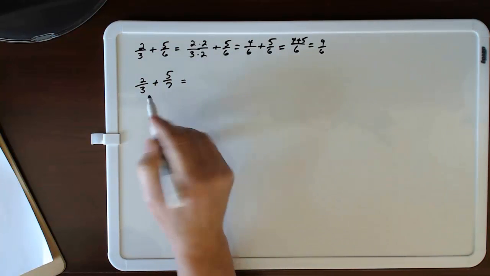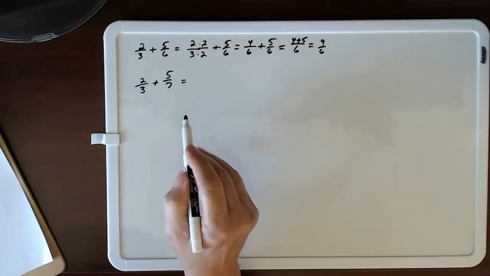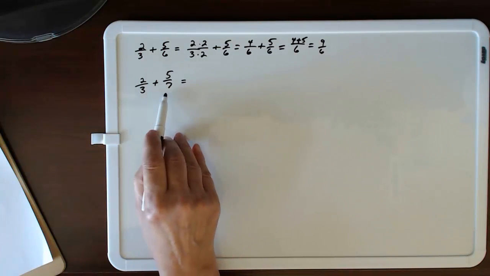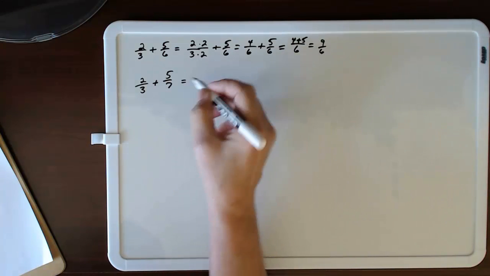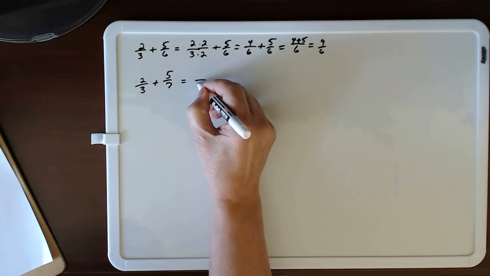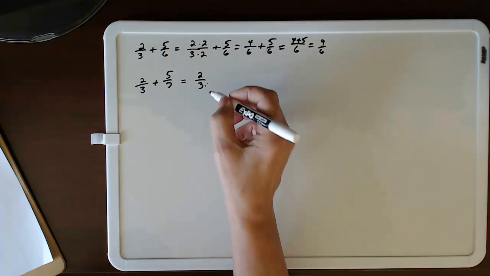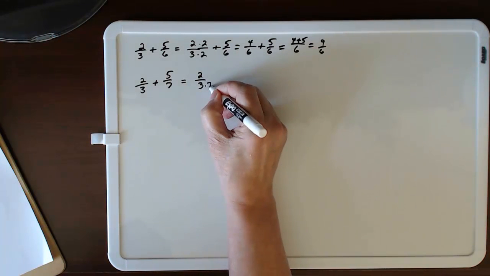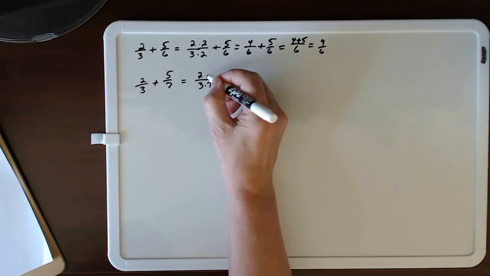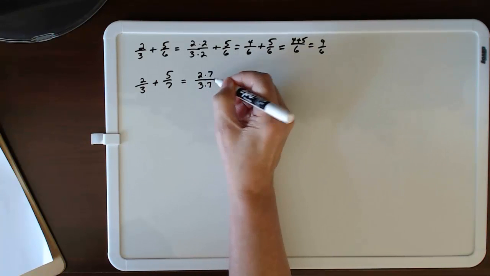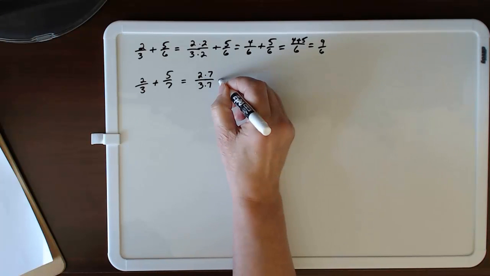5/7. 3 does not go into 7 this time. The smallest number that both 3 and 7 will go into is 21. So we want 21 on the bottom of each of these terms. 3 times 7 is 21. And whatever we multiply the denominator by, we must also multiply the numerator by that same term.